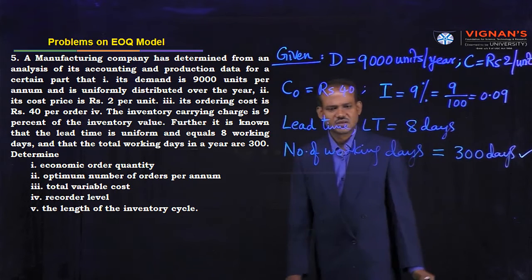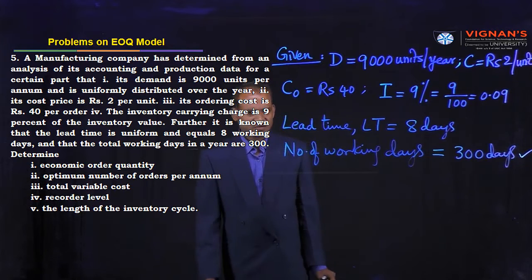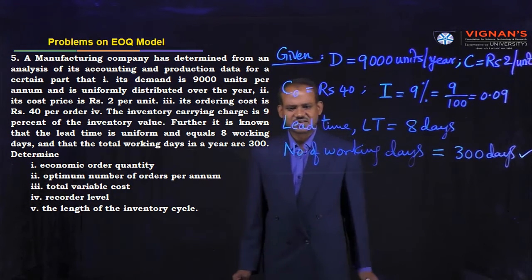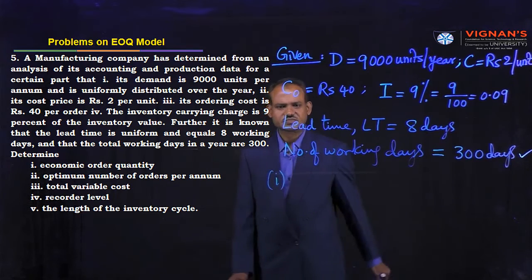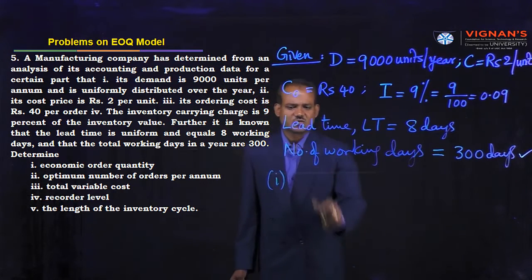Okay. Next, write down all the given data. Next, coming to the questions. Determine. There are 5 bits. First bit. What is the first bit? Determine EOQ, economic order quantity.